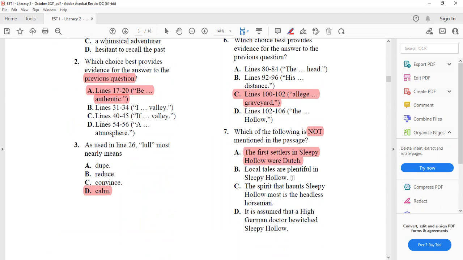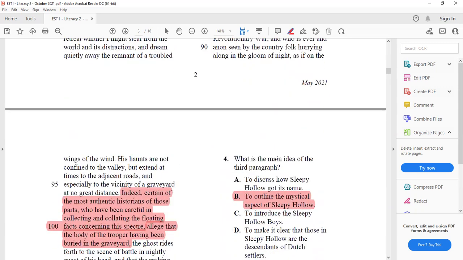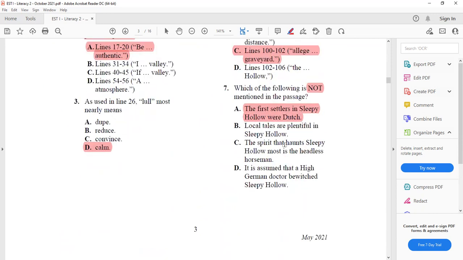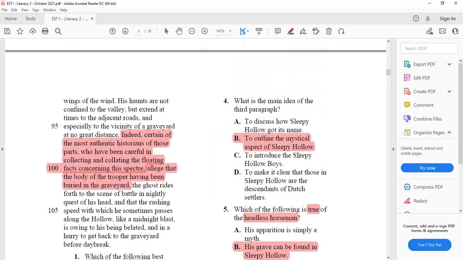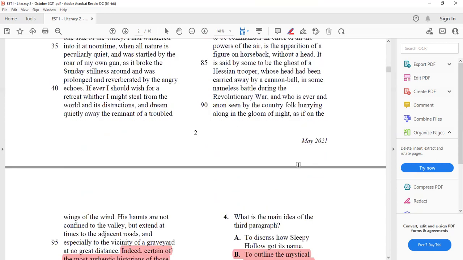Local tales are plentiful in Sleepy Hollow. Also, I read it, mister, here in that part. I read about the local. Look, the whole neighborhood abounds with local tales, haunted spots, and twilight superstitions. No, mister, he mentioned it here, so it's found. Okay, see, the spirit that haunts Sleepy Hollow most is the Headless Horseman. We read it also. It's in 80 till 84. He said the dominant spirit, however, that haunt this enchanted region and seem to be commander in chief of all powers of the air is the apparition of a figure on horseback. No, mister, it's mentioned.